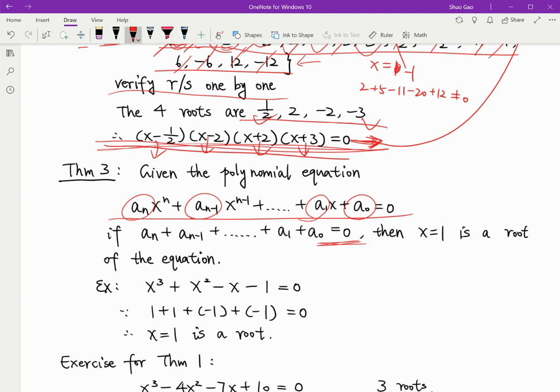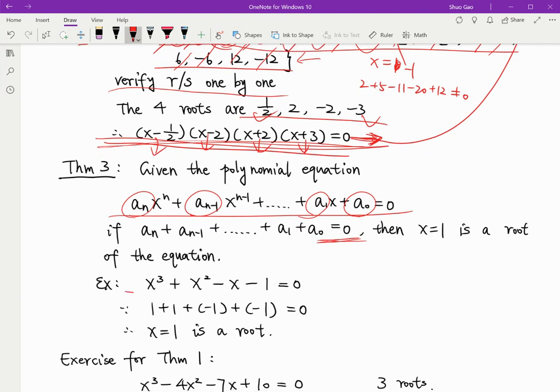So that means that, for example, for this equation, all the coefficients are 1, 1, minus 1, and minus 1. And we sum everything out, and then this should be 0, right? 1 plus 1 plus minus 1 plus minus 1. So this should be 0. And so x equals 1 is one of the roots.